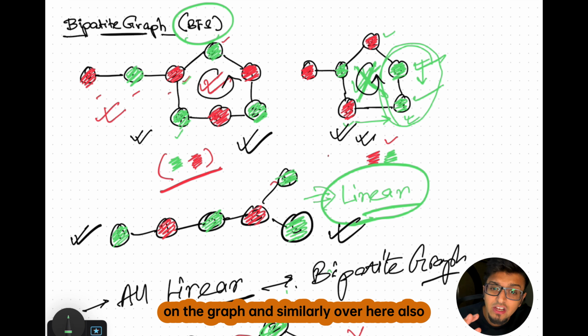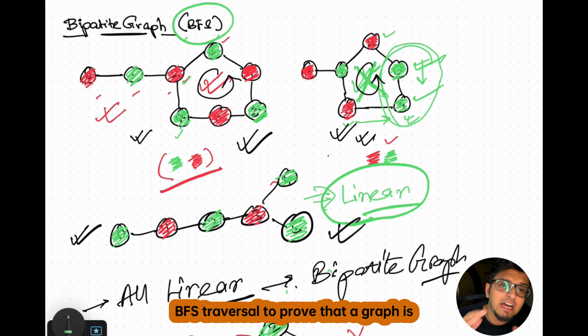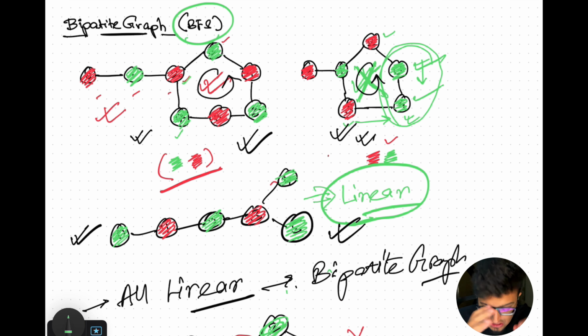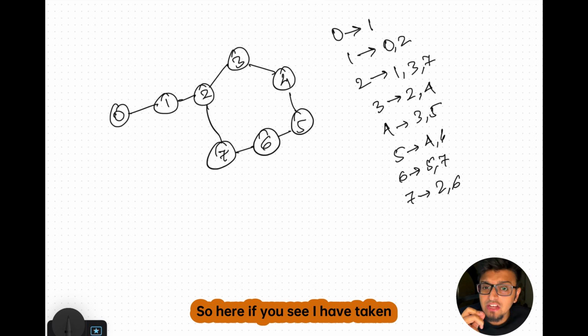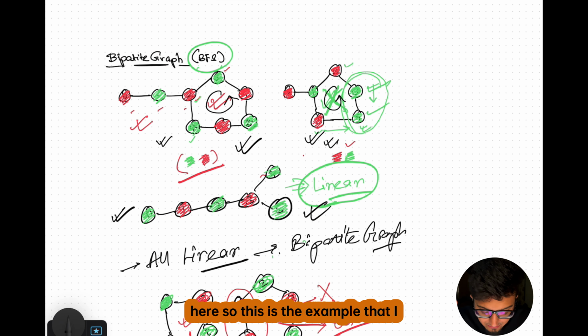And similarly over here also, we will use the BFS concept, or the BFS traversal, to prove whether a graph is bipartite or not. So let's see how we will do it. Here if you see, I have taken the same example that we were discussing over here. So this is the example that I have taken.